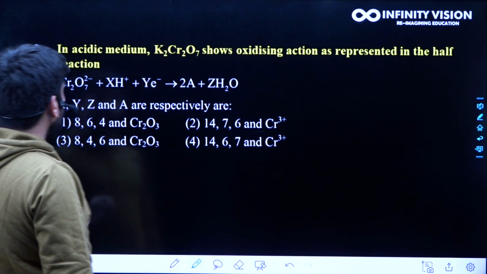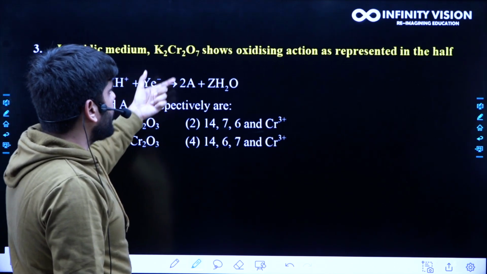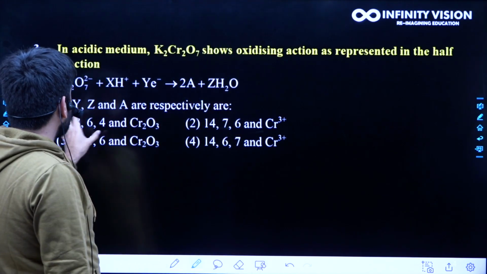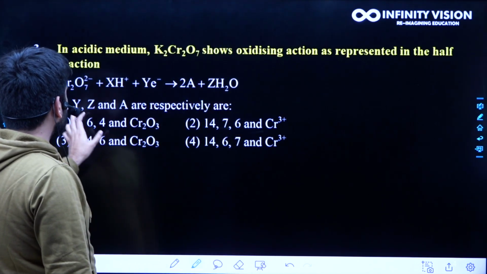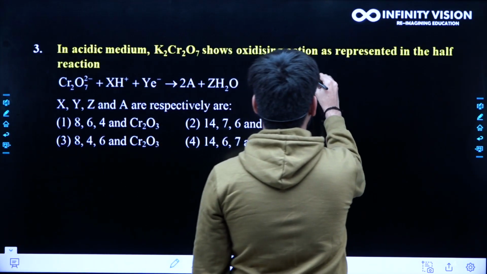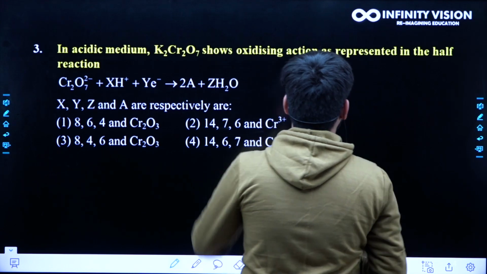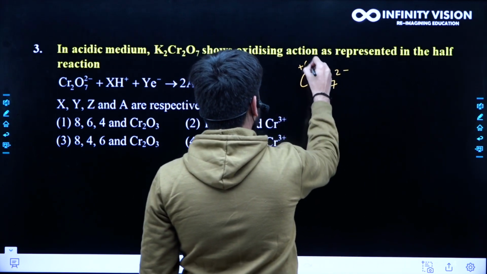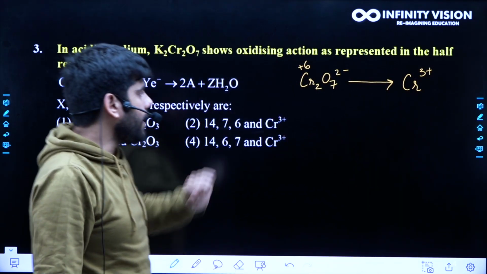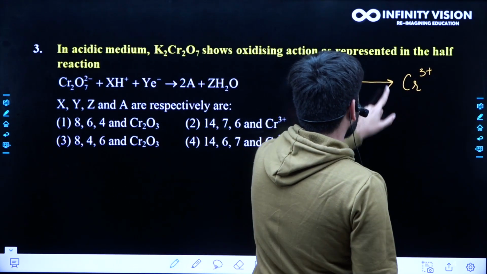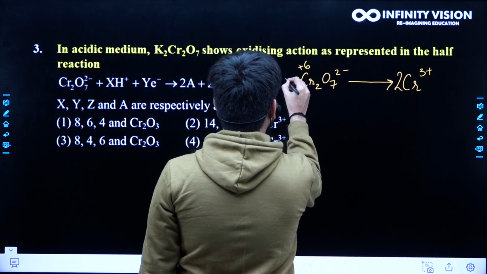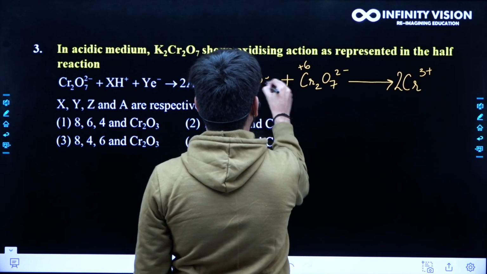Here is question number 3. In acidic medium, potassium dichromate shows oxidizing action as represented in the half reaction, and you are supposed to give the values of X, Y, and Z respectively. So let us see. We have the dichromate ion. The oxidation state of chromium here is +6. We know in acidic medium it changes to chromium +3. Here there are 2 chromium, so I can write 2 over here. How many electrons are involved? 6 electrons, so I can write 6 electrons over here.